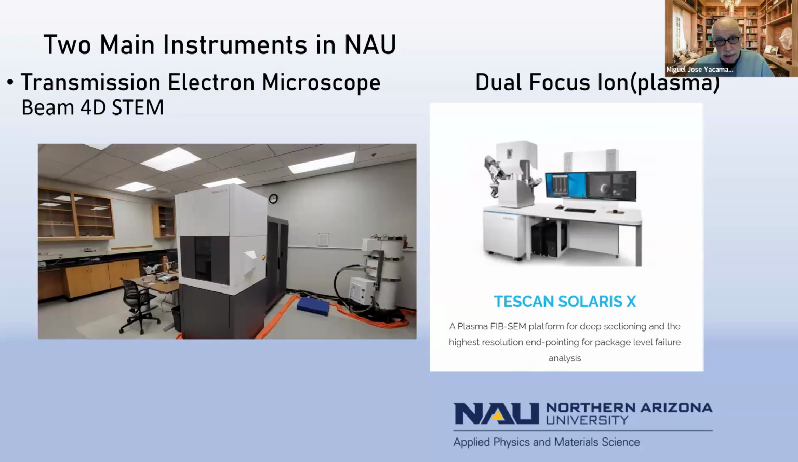One of them is the transmission electron microscopy, with what is called 4D stem. Okay, and I will explain what is this. And the other one is what is called dual focus ion beam plasma, with use of plasma. Okay. We have the instrument in the left is in NAU, and this instrument in the right will be located on the North Valley campus of NAU to be close to the industry and probably the possibility of either moving or buying another electron microscope.